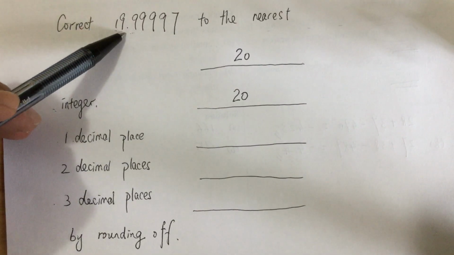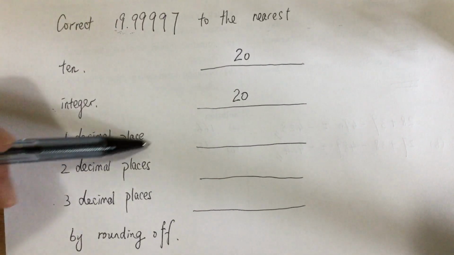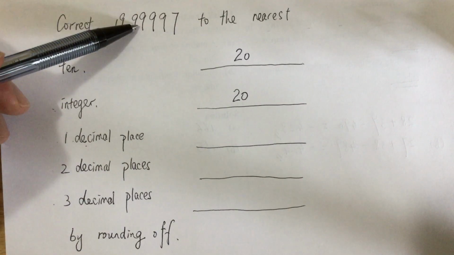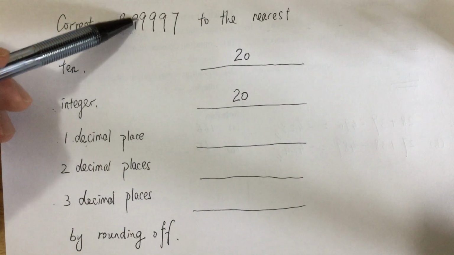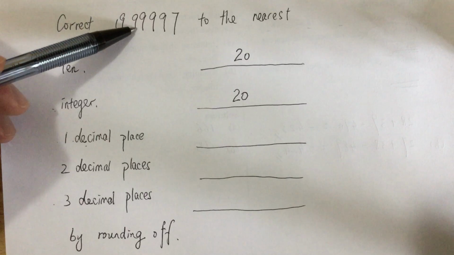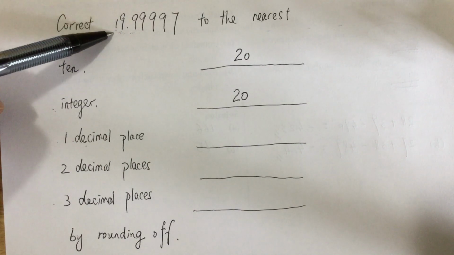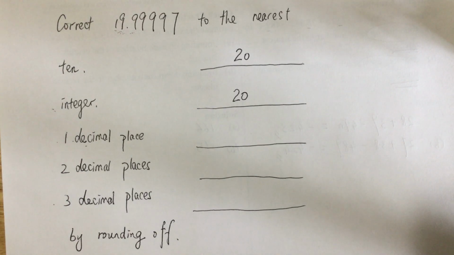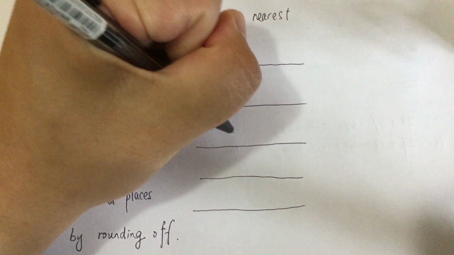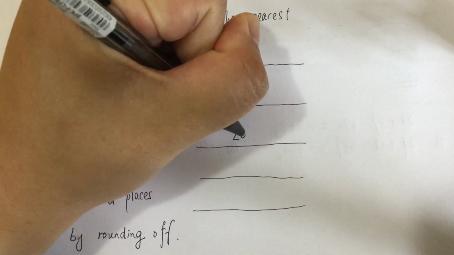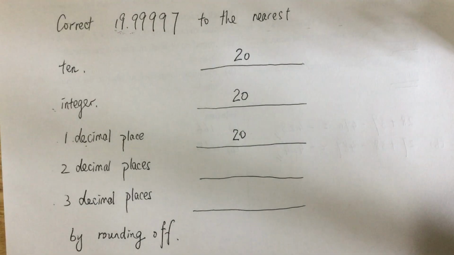For 19.9 to 1 decimal place, we have 9 here, so we must round up. We change it one more bigger, so the 0 becomes 10 and I make the other one bigger too. So you get 20 once again. But the answer for this one is not 20, because if we write correct to 1 decimal place as 20, that means this is the exact value.